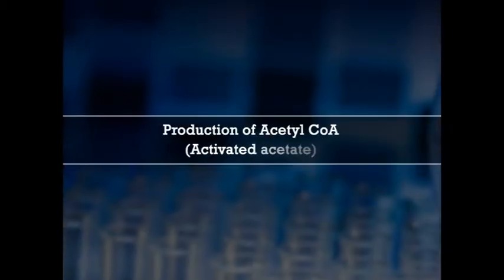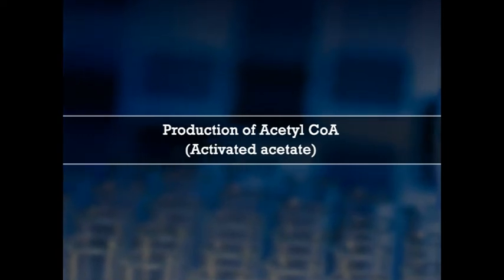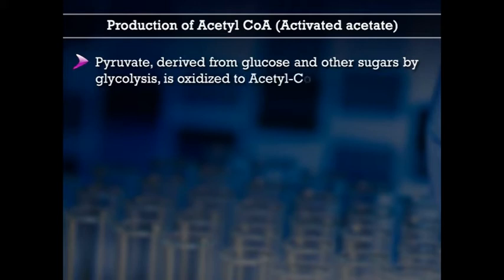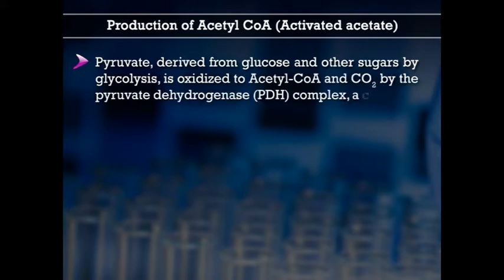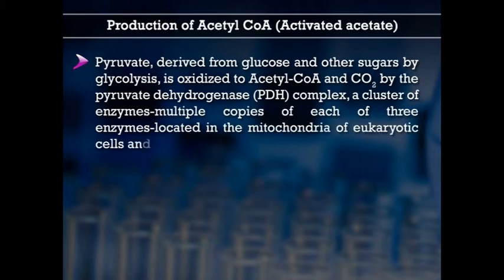Now let us come to the production of acetyl-CoA, that is activated acetate. Pyruvate derived from glucose and other sugars by glycolysis is oxidized to acetyl-CoA and carbon dioxide by the pyruvate dehydrogenase, that is PDH complex, a cluster of enzymes, multiple copies of each of three enzymes located in the mitochondria of eukaryotic cells and in the cytosol of bacteria.